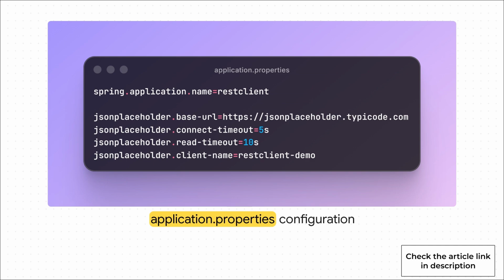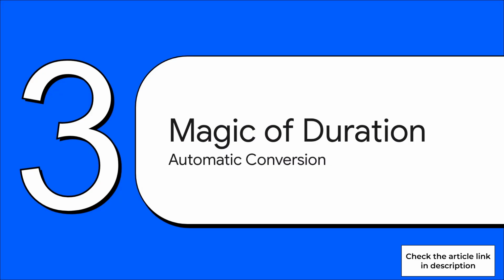By setting it up exactly like this, we've basically pulled all those moving parts completely out of our Java code. Now they live in a dedicated config file, making them super easy to swap out depending on the environment. Moving on to part 3, the magic of duration.